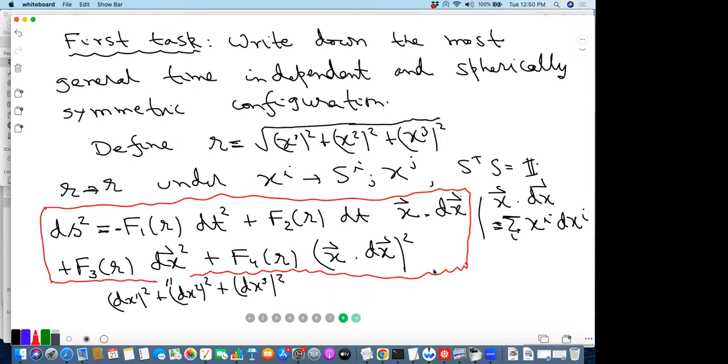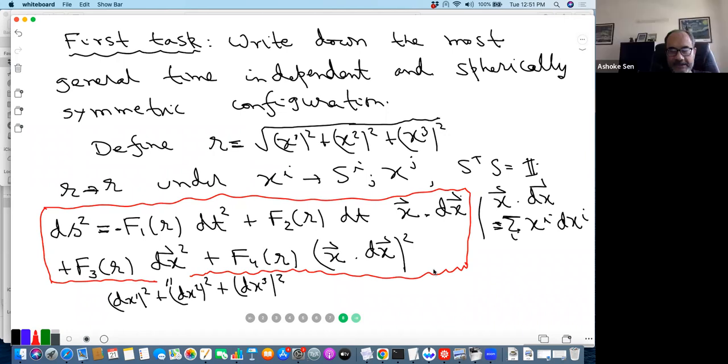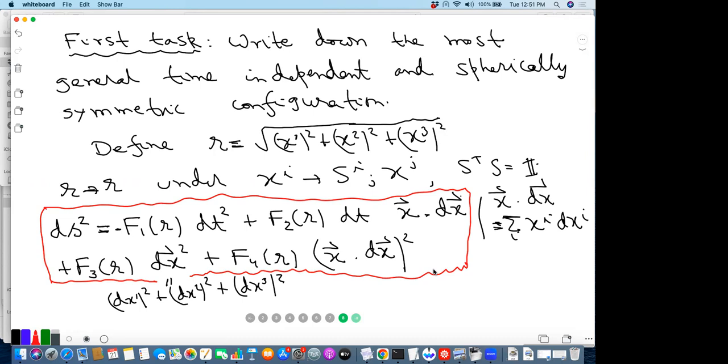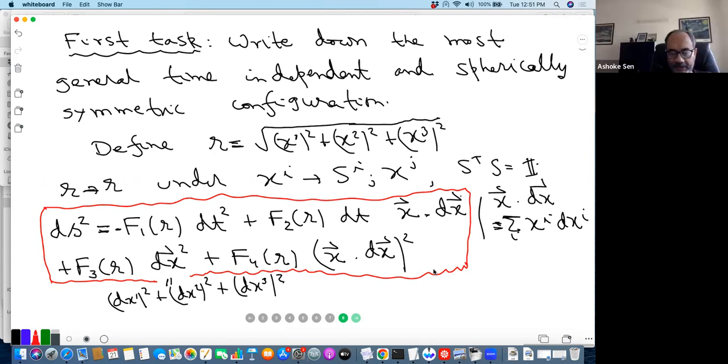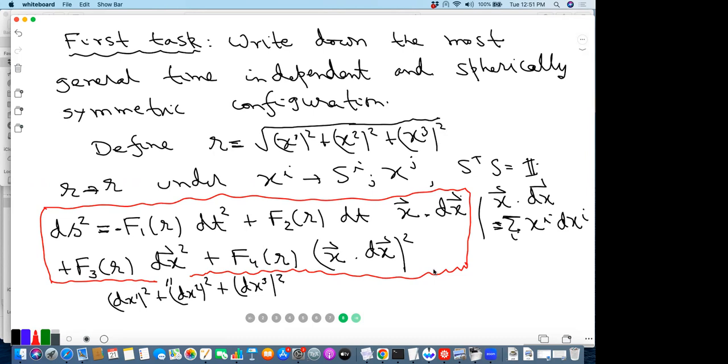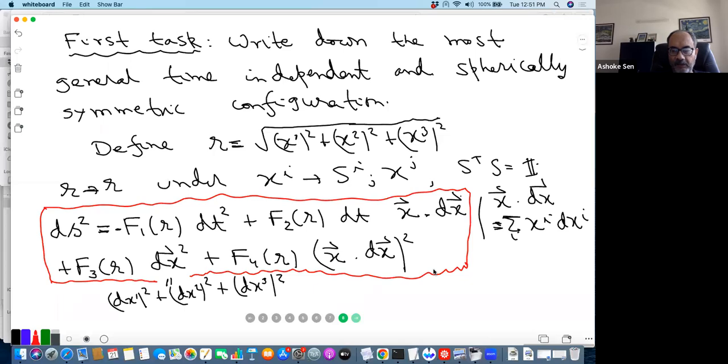One question here. Is this enough? I mean, there should be additional constraints on the functions f1, f2, f3, f4, because this has to satisfy the Einstein field equations, a set of differential equations. I'm not saying that this is a solution. I have not stated that this is enough, but this is the most general class that you can write down.